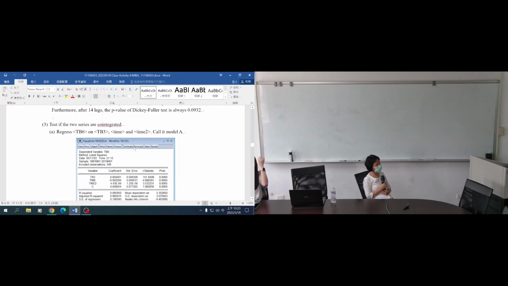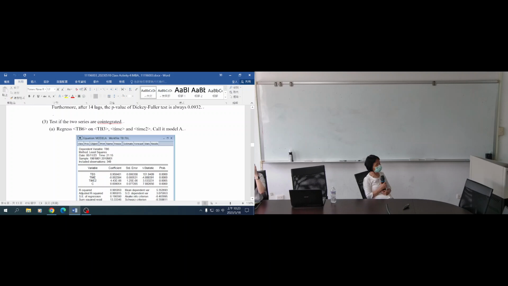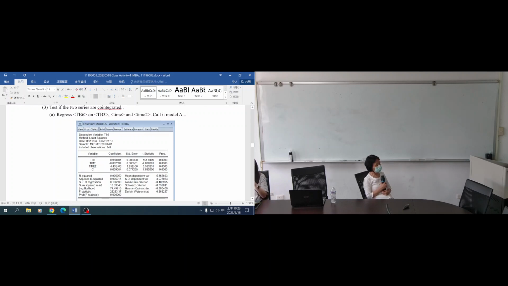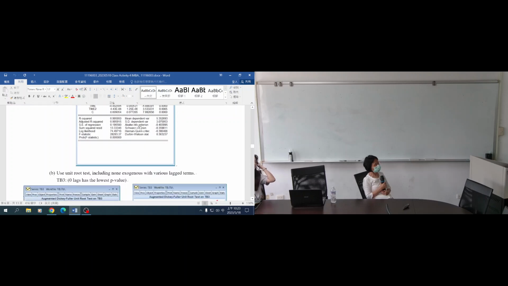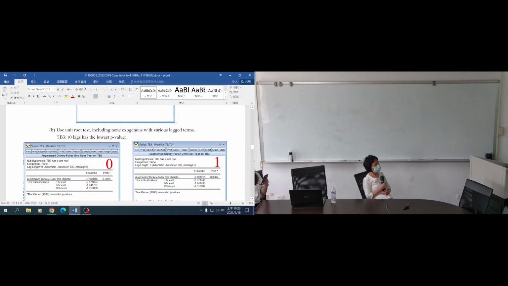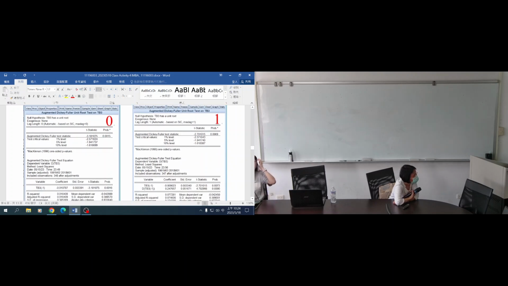Okay. And the third one, test if two series are co-integrated. So it says regress: the dependent variable will be TB6, and these are the independent or explanatory variables. And use the unit root test, including exogenous with various lags. So I do the same. Basically, I do 0, 1, 2, 4, 6, 12.